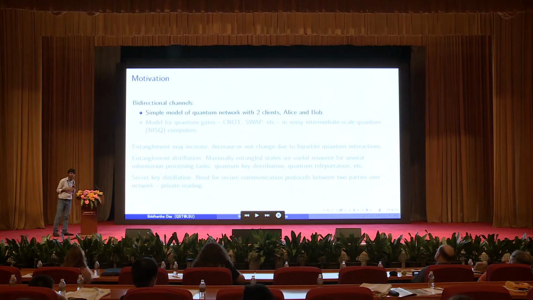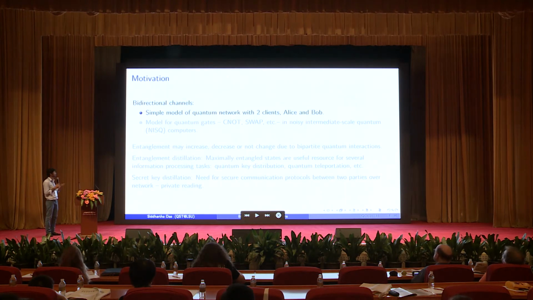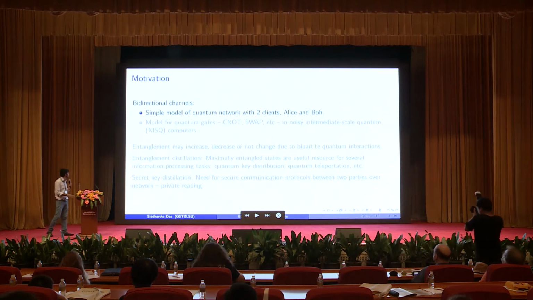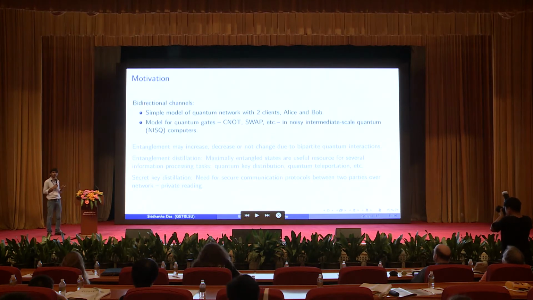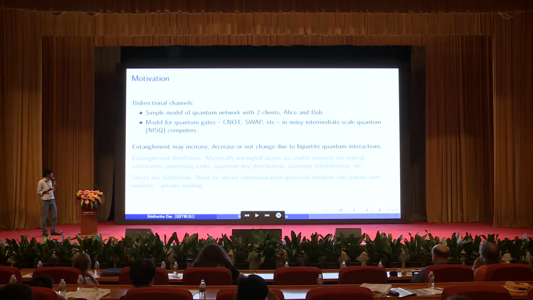The motivation is that bidirectional channels form a simple model for a network, where you have two clients, Alice and Bob, and you allow communication between Alice and Bob, both forward and backward. They are also a model for quantum gates: if you are looking at noisy intermediate scale quantum computers, then they will be noisy. You won't have a clean CNOT gate or swap or any unitary like these gates, but you will have some noisy version of that. Entanglement may increase, decrease, or not change in the presence of these bipartite quantum interactions.